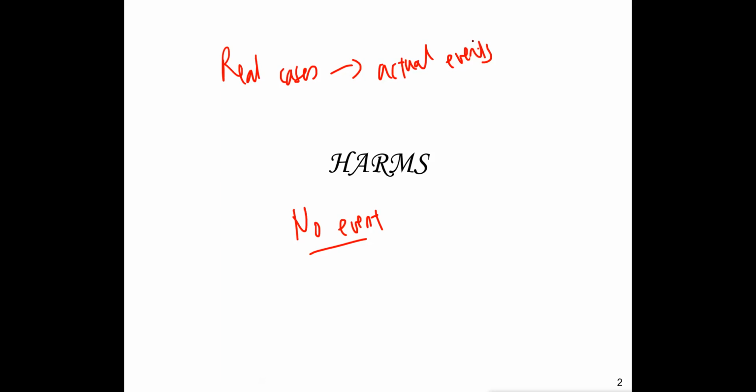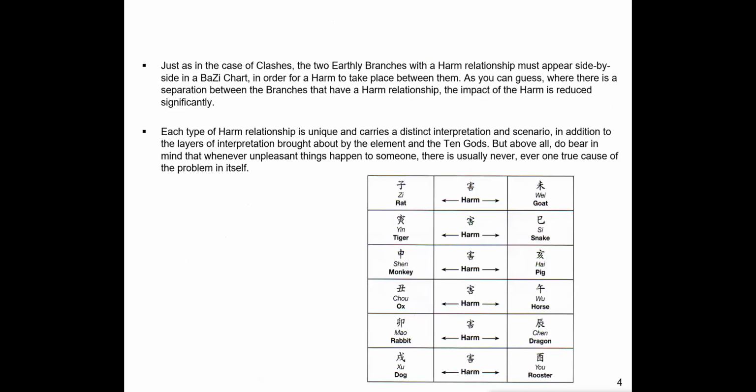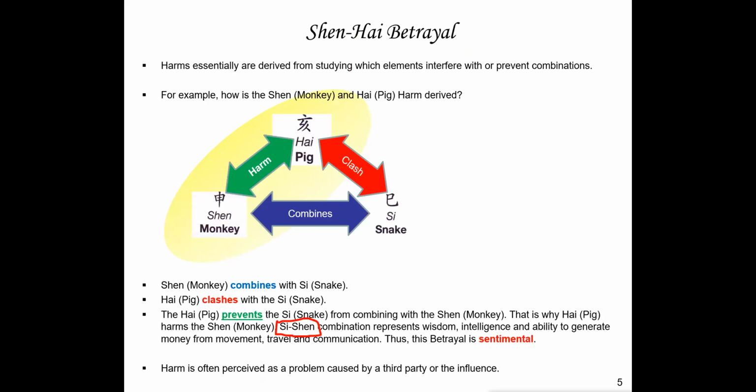There is no event. There was no contract. There was no investment. There was no marriage. There was no deal. Therefore, nothing happens. So nothing happens, but the person is upset. The person is prevented. Therefore, that's where harm is normally used for decision making, more for counseling, more for understanding. Who should you be more careful with when you look into people?